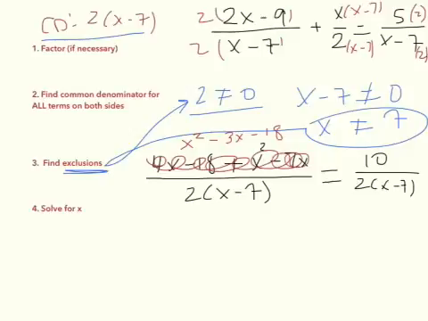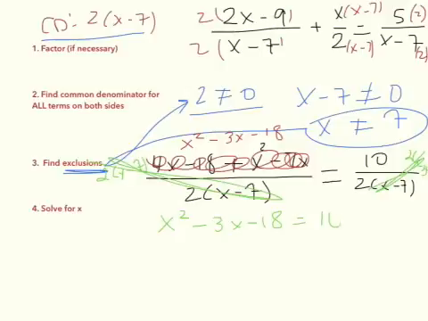And now I can start solving for x. So I'm going to multiply by the denominator, so they will cancel or reduce to 1. And I do the same thing on the other side, and in this case it will also cancel and reduce to 1. So I've got 2 times x minus 7, and it reduces. So I end up with just the numerators. X squared minus 3x minus 18 equals 10.